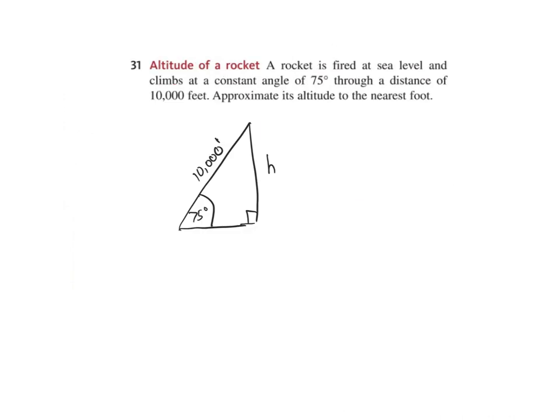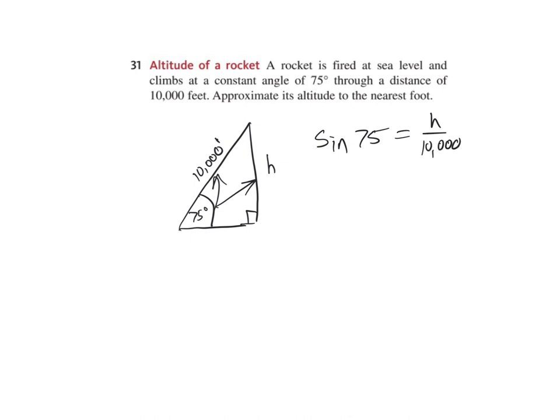Altitude of a rocket. So a rocket is fired at sea level and climbs at a constant angle of 75 degrees through a distance of 10,000 feet. So that's how far it's actually gone. Approximate its altitude to the nearest foot. So what do we have? We have the opposite leg and the hypotenuse. That would be the sine of 75 degrees is equal to the opposite leg over the hypotenuse.